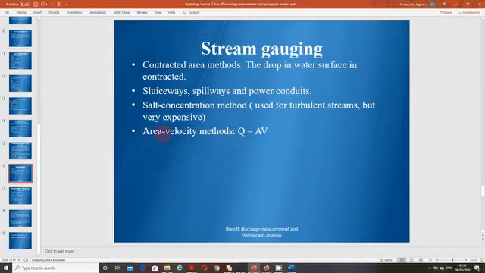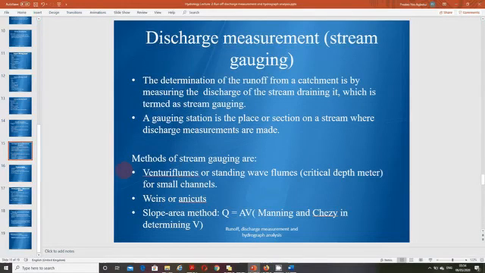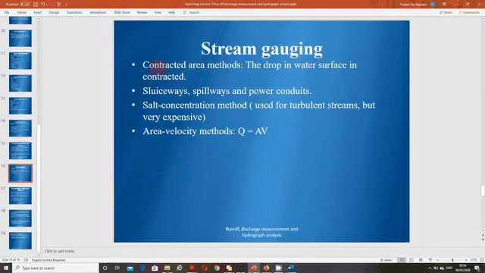And then we have what we call the area velocity method. The area velocity method, as I've already said, is based on the continuity equation. So from this point to that point, we have been analyzing the types of methods we use to gauge streams. But what we'll be focusing on more, which the syllabus encourages us to focus on, is the area velocity method.